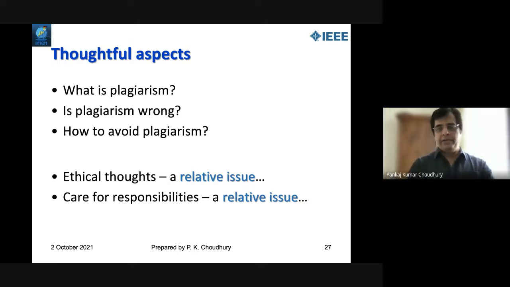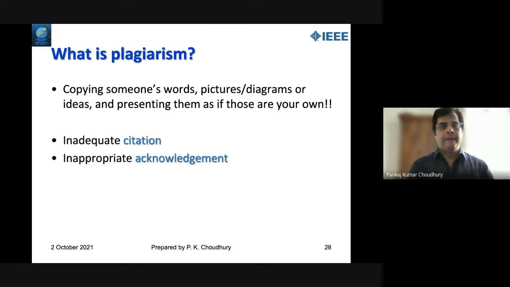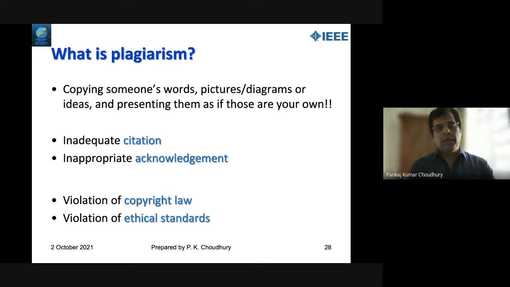How to avoid plagiarism? Now, what is plagiarism? Basically, it is copying someone's words, pictures, diagrams or ideas and presenting them as if they are your own without proper citation. That is called plagiarism. Inadequate citation and inappropriate acknowledgement are the components of plagiarism that one must avoid. These actually fall under the violation of the copyright law and the violation of ethical standards. Okay.